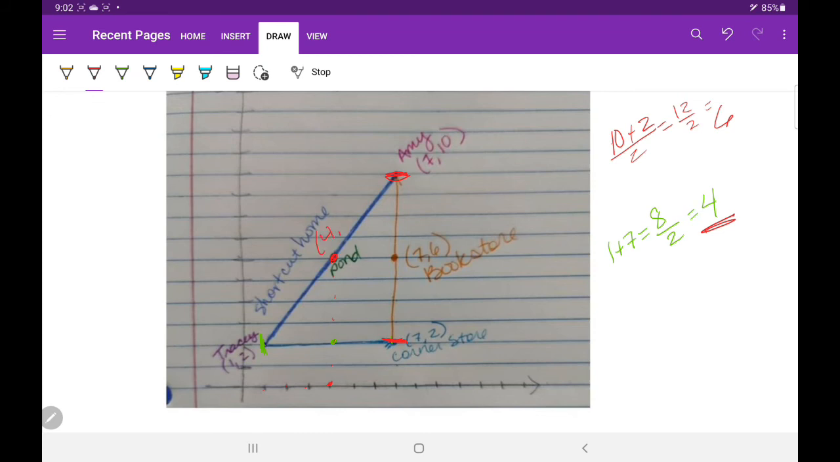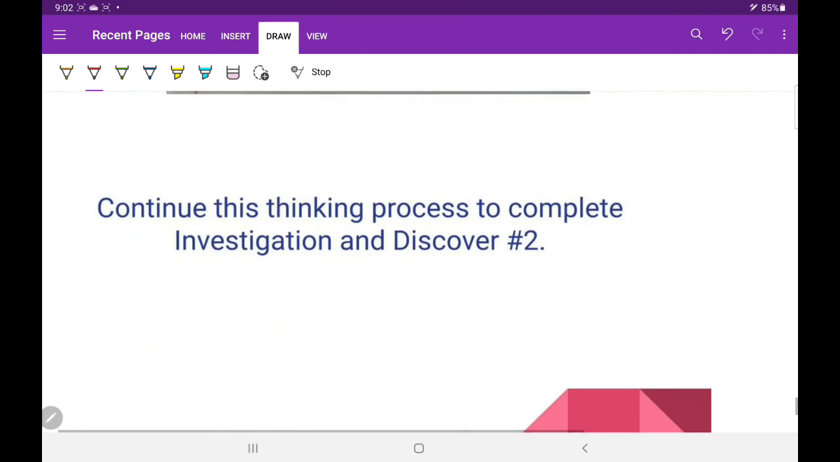It's 4, 6. So the way that you could have just figured it out is just counting the up and down and the sideways and finding out where would be the middle. The other way is to do the math, which I did over here, which was add the 2 points and divide by 2, right? Okay, let's keep going.